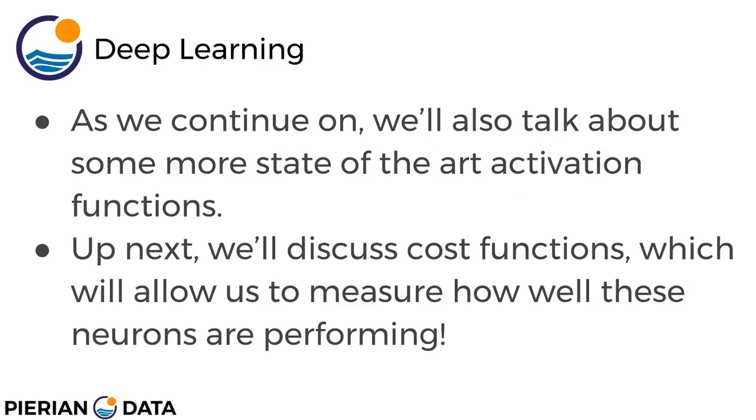But up next, what we're going to do is discuss cost functions, which will allow us to measure how well these neurons are actually performing. So right now, we've understood two major concepts, the perceptron and then the activation function inside that particular neuron. Up next, we'll discuss cost functions.